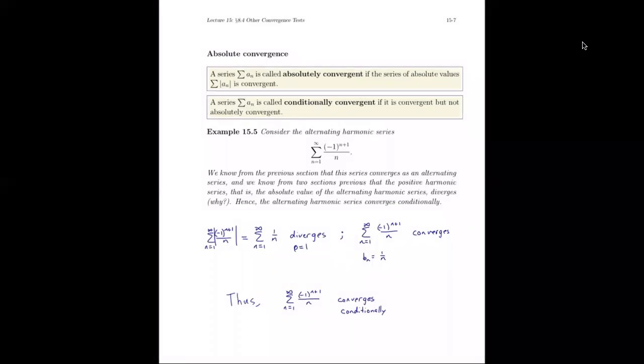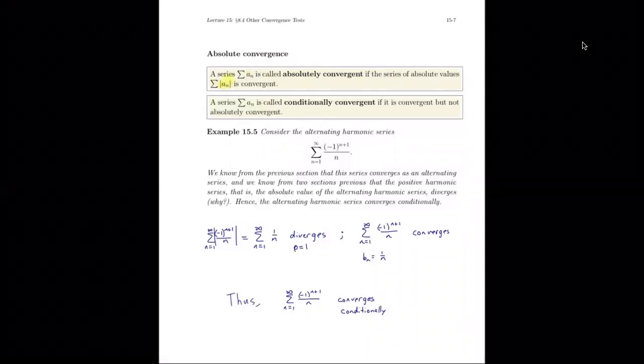So a series, the sum of a sub n, is called absolutely convergent if the series of absolute values is convergent. In other words, this series might alternate or might have some negative terms in it. If we made anything that's negative in that series positive, summed up all of those terms, and the series converges as this absolute value of terms, then we can call the original series absolutely convergent. So the details of this will be more clear when we do an example.